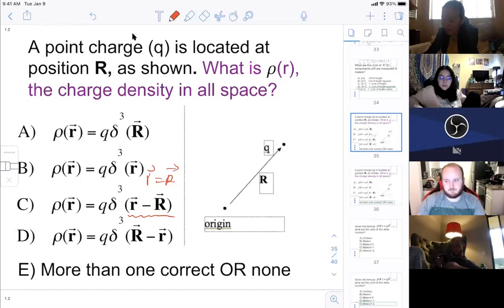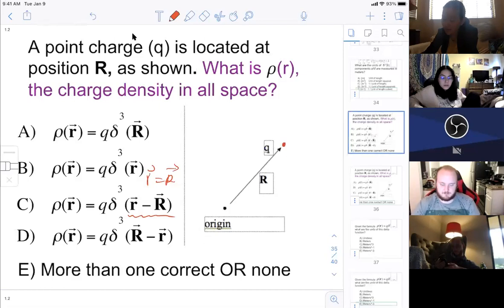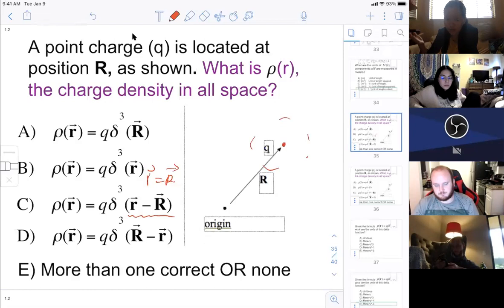You can see that the density is 0 everywhere else except where the charge is, right? That's the point of having a charge density. You no longer have charge density everywhere else; it is 0, but at the location of the point. So what is the charge density at the location of the point charge?